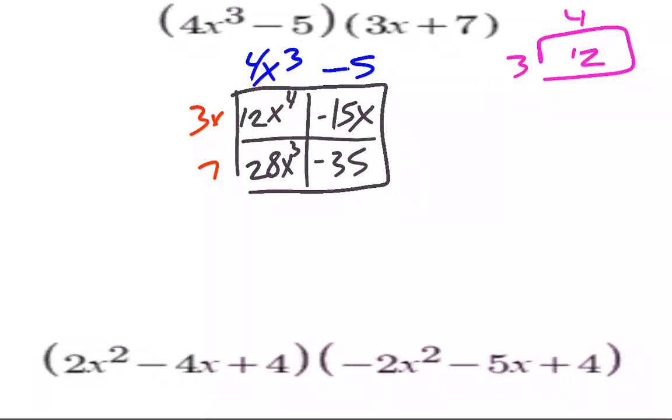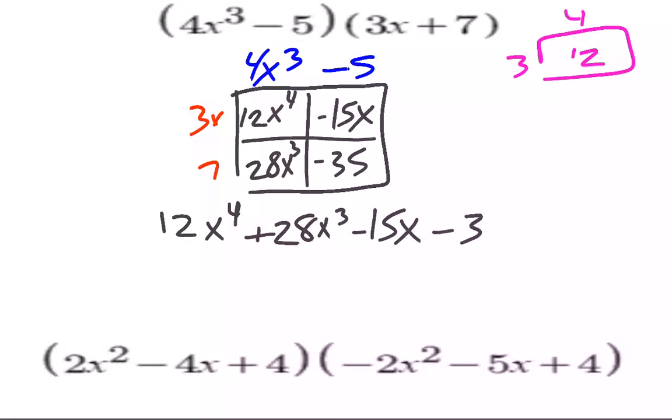My last step is to combine any like terms. In this problem, I don't have any like terms. So my final answer would be 12x to the fourth plus 28x cubed minus 15x minus 35.